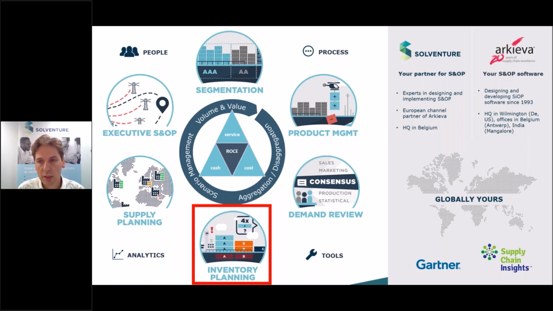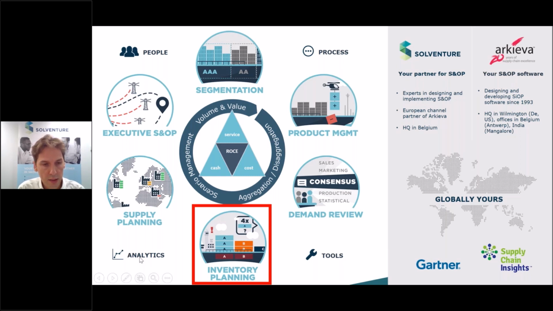Archiva is headquartered in the US, Wilmington, Delaware, and has offices in Belgium, Antwerp, and in India, Mangalore. Their software has been listed by Gartner and by Supply Chain Insights. So I think it's one of the key systems you need to review if you want to invest in S&OP software. So we give the process advice, and we use the Archiva tooling.